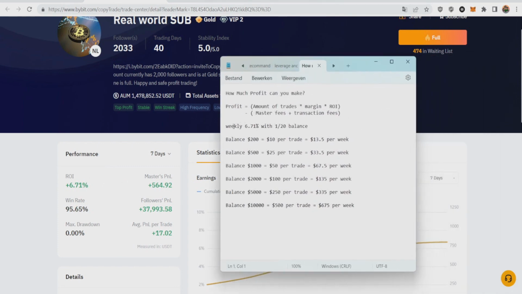So how much profit can you make? Basically, if you make a weekly 6.71%, with a balance of $200, or $10 a trade, you would make $13 a week. With a balance of 500, which equals $25 margin per trade, it's $33.50 per week. With a balance of 1,000, it's 67.5, with 2,000 it's 135, and with 5,000 it's 335. So you would need around 3,500 to 4,000 to actually make $250 per week. And with a balance of 10,000, you can make $675 per week.